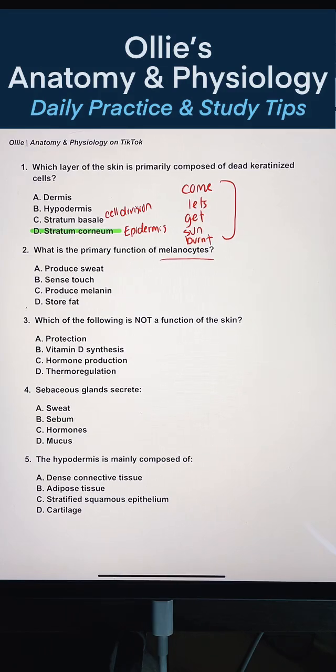We're on number two now, if you're just joining us, which is the primary function of melanocytes.